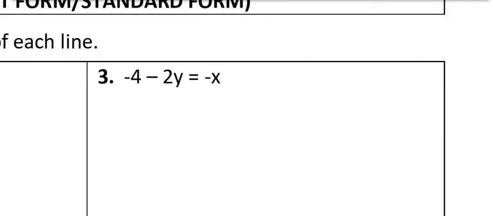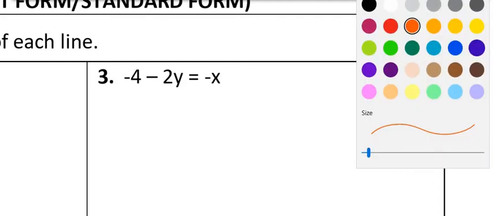Now, number 3. On number 3, get x and y together, write in standard form. Put me on pause when you do that.